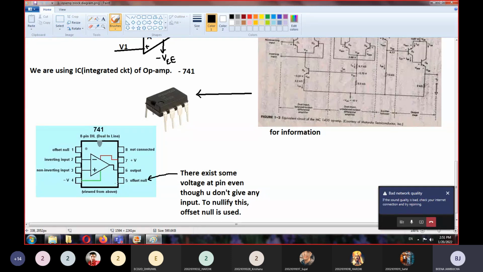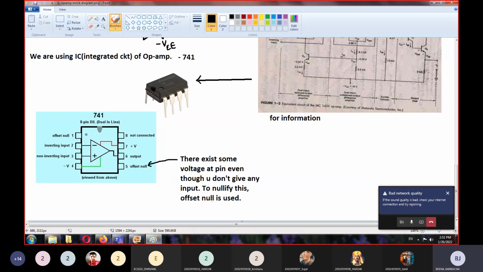We will have to nullify this inbuilt voltage. And to nullify this inbuilt voltage, we are provided with two pins, offset null, offset null. One will be positive, another will be negative. So to nullify this effect, we will have to use the offset null. Is it clear?